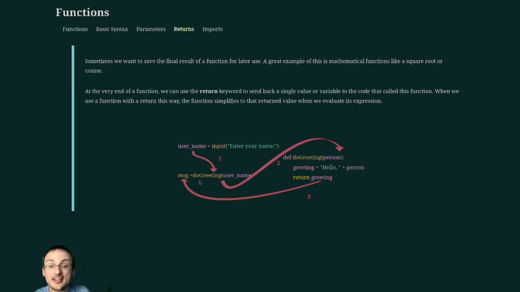So if we assigned it here, then when we call our doGreeting function, that greeting text gets saved into this message variable here. And that really shows us the most common way that we use functions. Most functions, the reason that they're useful is that they take some inputs and they produce back some output.